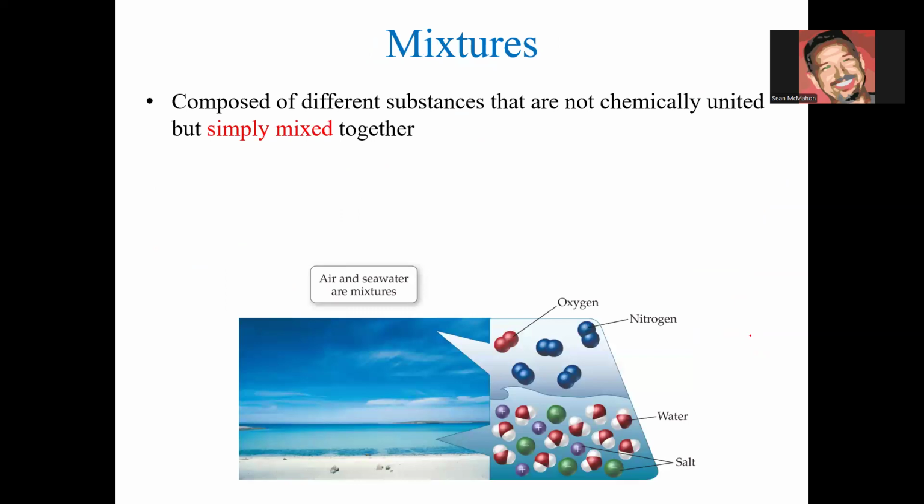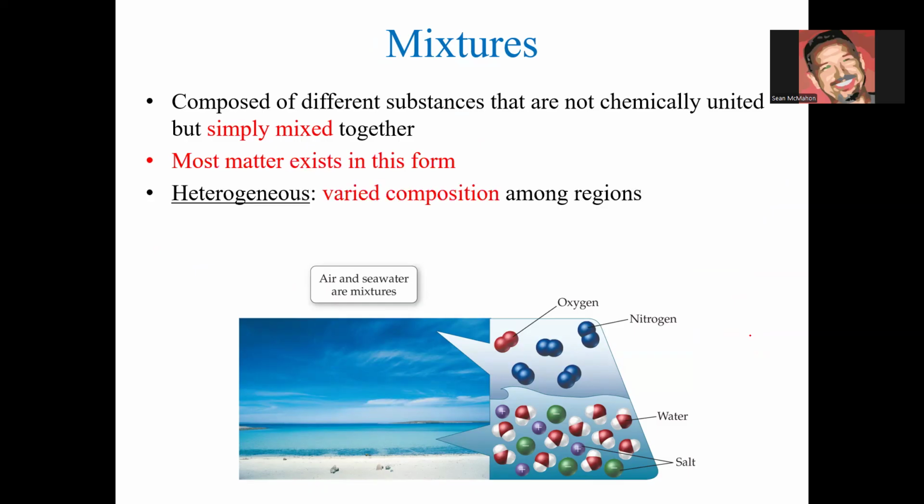Now, when we think of mixtures, when we think of matter, mixtures are the most abundant. Most matter consists of mixtures, and they're different substances, pure substances, just mixed together. So an example is a heterogeneous mixture. A heterogeneous mixture is where I have a varied composition. I typically tell people you'll have distinct layers. You can see some type of interface separating the two different compounds.